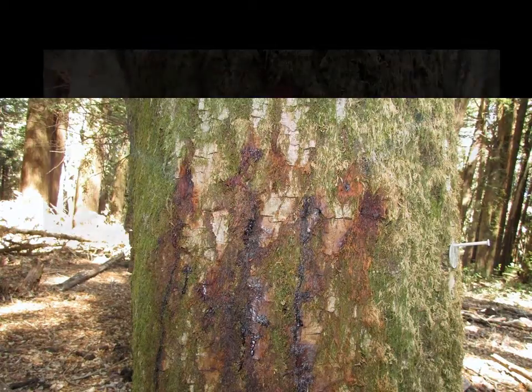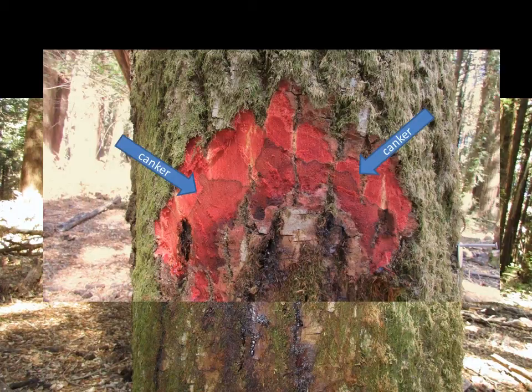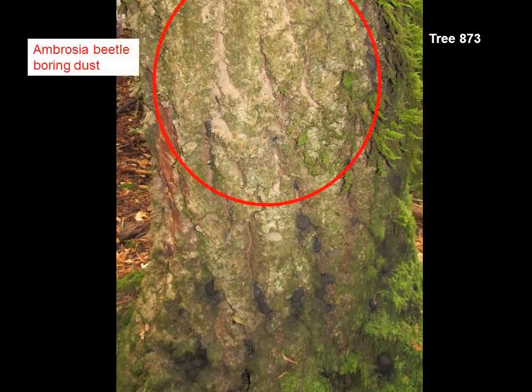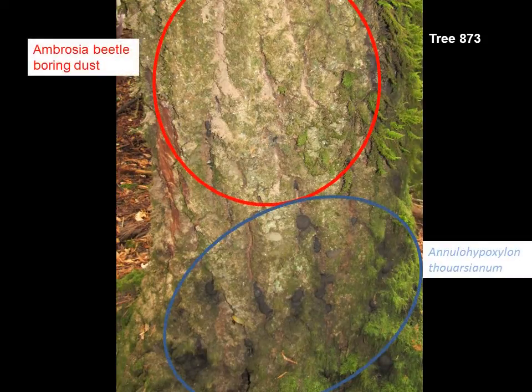Symptoms on tan oak trunks are often similar to those on coast live oak. The pathogen causes bleeding cankers in the live bark, or phloem. The canker is the area that has been killed by the pathogen. Beneath the outer bark surface, the canker appears as a brown discolored area, often with a dark border. As seen in coast live oak, older cankers can be colonized by ambrosia beetles and the wood decay fungus Annulohypoxylon thorsianum. Both of these agents attack the sapwood.